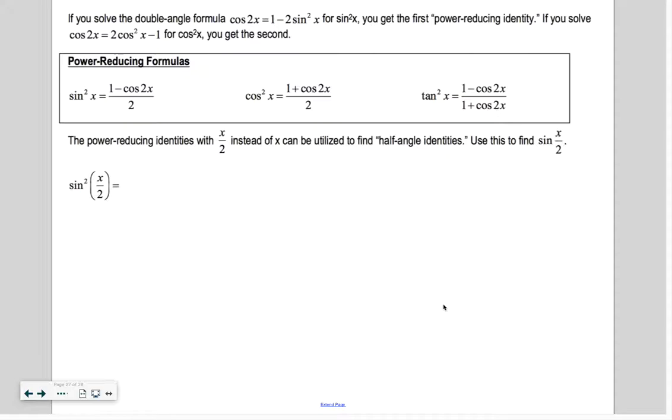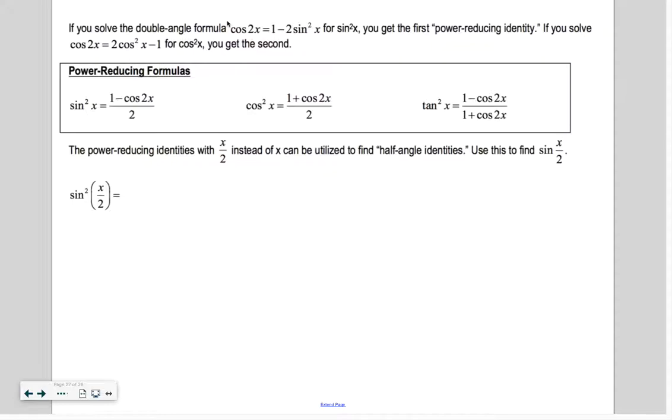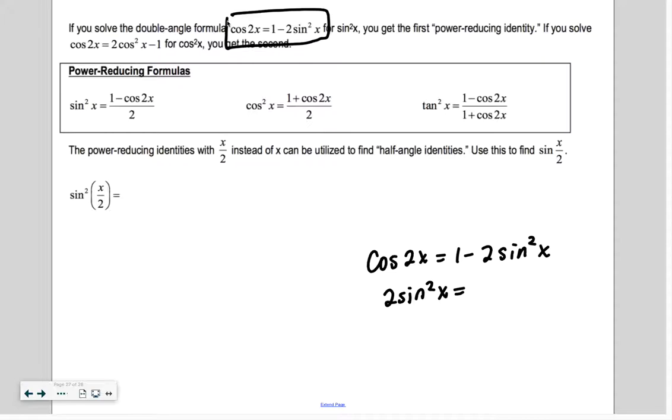All right, so let me show you these then. If you solve the double angle formula, so you guys know how we had cosine of 2x equals 1 minus 2 sine squared x. So if we solve for the sine squared part, I'm going to add the 2 sine squared over to the left because I don't want it to be negative. Then I'm going to do 1 minus cosine of 2x. So I just rearranged, and then I can divide by 2 on both sides. So that 2 is now gone.